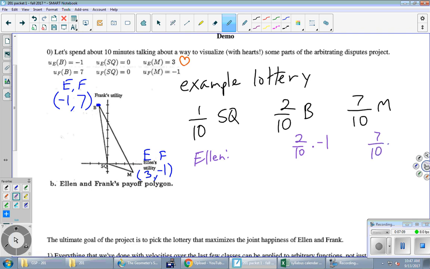We're going to play the same game over here with the 7/10. 7/10 of the time, how many hearts does she get for going to the mountains? That's 3 hearts for her. That's x coordinates only: an x coordinate of -1, an x coordinate of 3. We're going to add these guys up. We're looking for a total expected number of hearts for Ellen. And then we'll do the status quo, although you'll see that it doesn't much matter because 1/10 of the time, how many hearts does she get? 0, so that's not going to affect the final value.